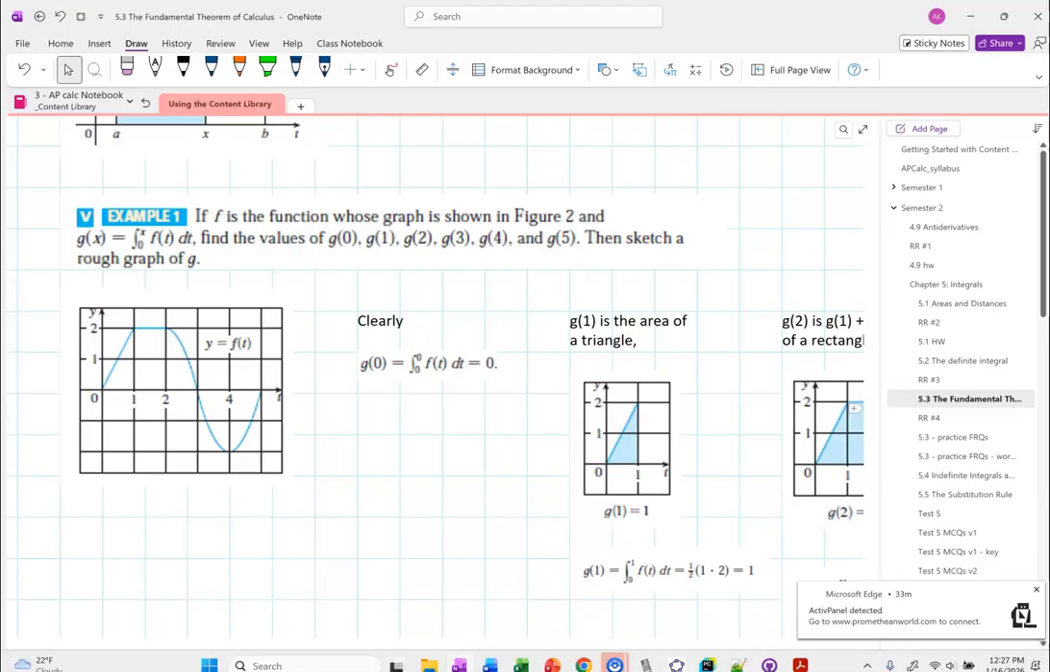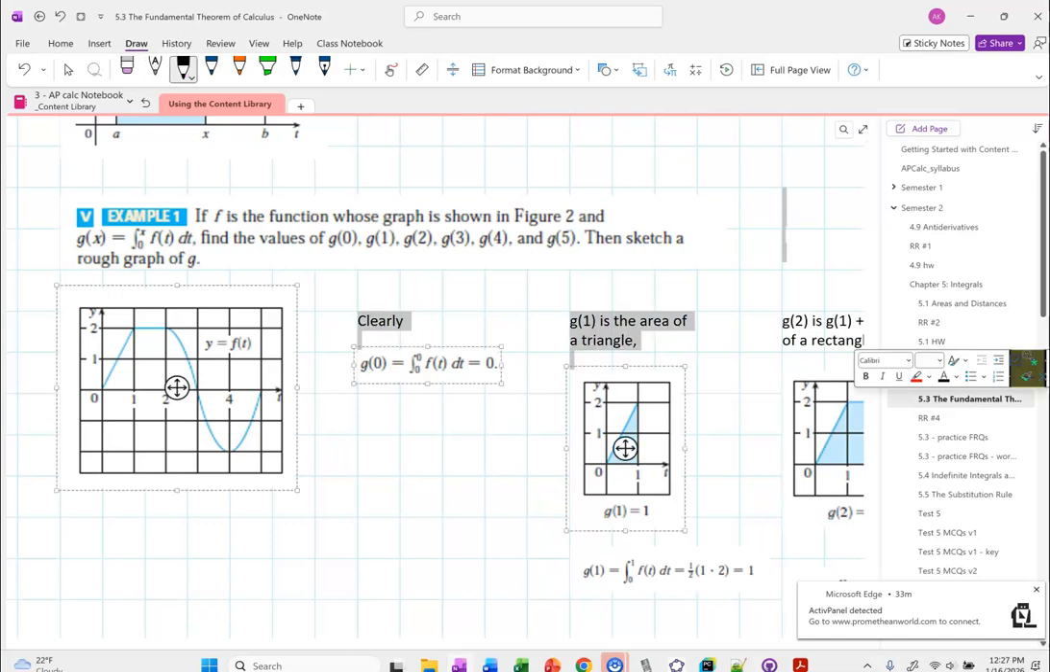Okay. If I want g of 1, that's the integral from 0 to 1 of f of t dt. So it's like just that part of the curve. Well, that's a triangle, right? So the area under that curve is just a triangle. I can find the area of that triangle fairly easily. Do you feel okay doing that?